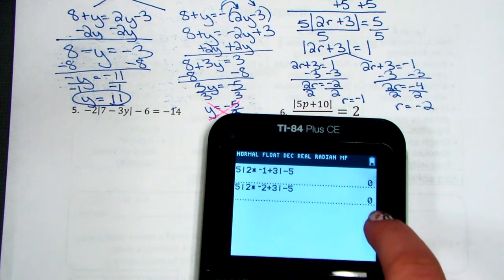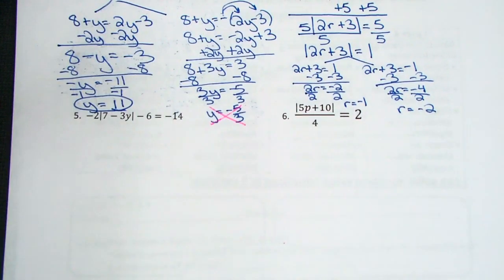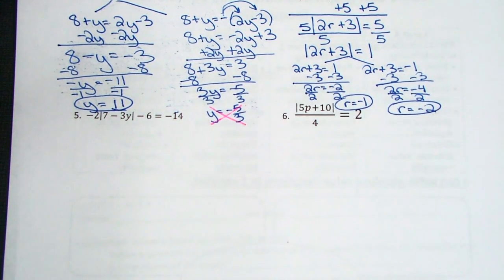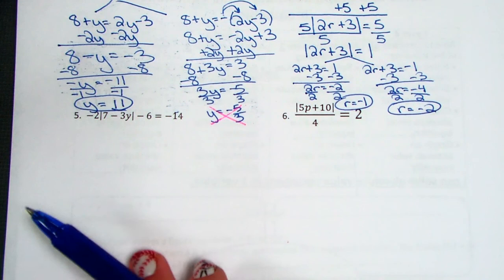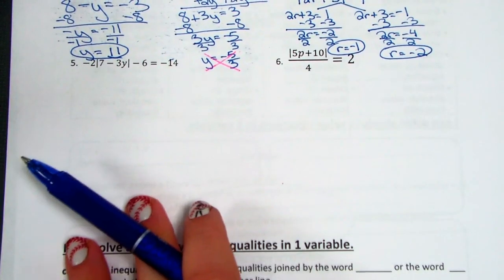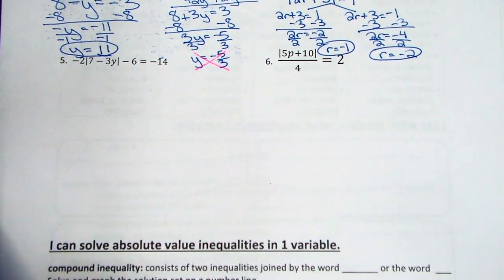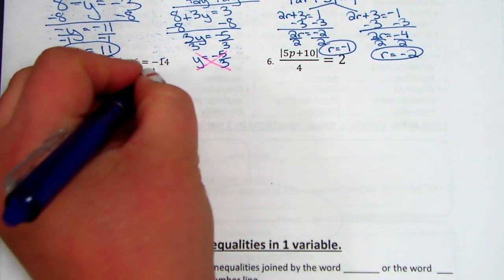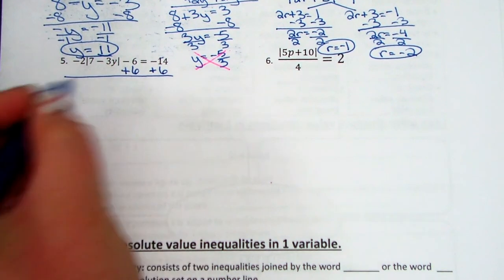And when I do that, I get 0 again. That means that both of these are solutions. Let's do 2 more. Get the absolute value alone, so we'll add 6 to both sides.